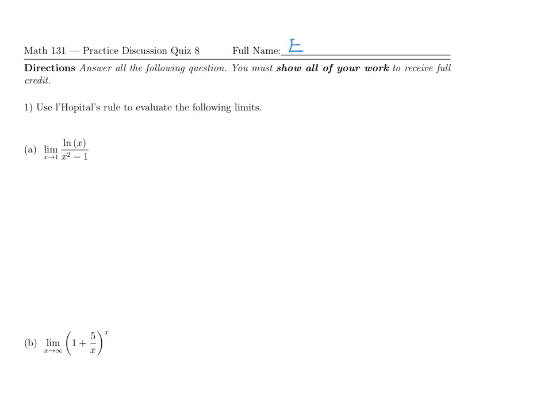The topic for this week's discussion quiz is L'Hopital's rule. This is a theorem that we can use to solve limits. If we look at 1a, what is the limit as x approaches 1 of the natural log of x divided by x squared minus 1?